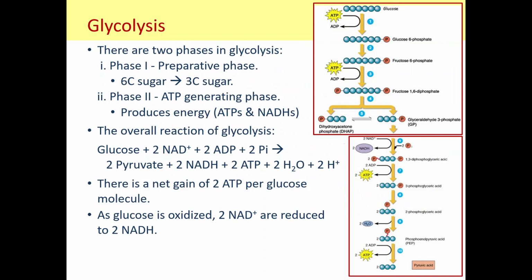There are two phases in glycolysis. Phase 1 is the preparative phase, in which the 6-carbon sugar, or 6C sugar, is converted into a 3C sugar, and phase 2 is the ATP generating phase, in which ATP will start to be produced. There is a net gain of 2 ATP per glucose molecule consumed. As the glucose is oxidized, 2 NAD plus are reduced to 2 NADH, as each NAD plus ion accepts one hydrogen ion and is reduced into NADH.